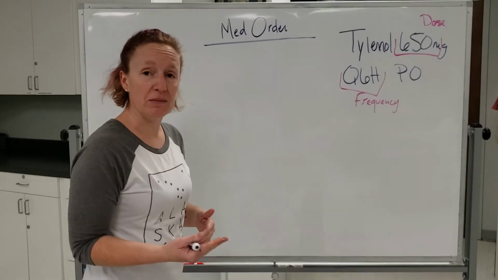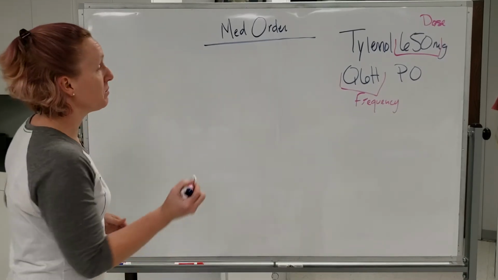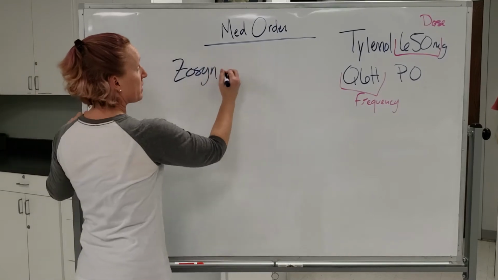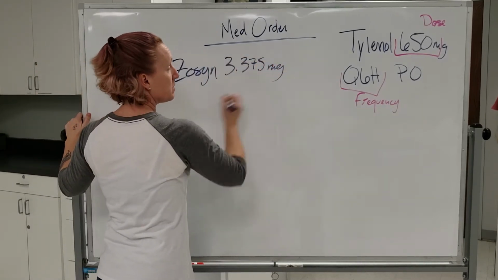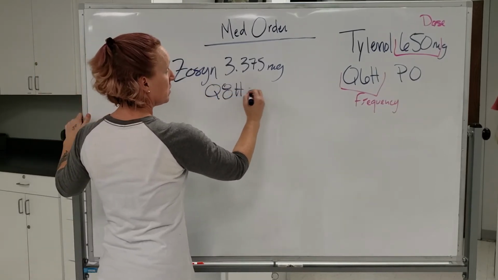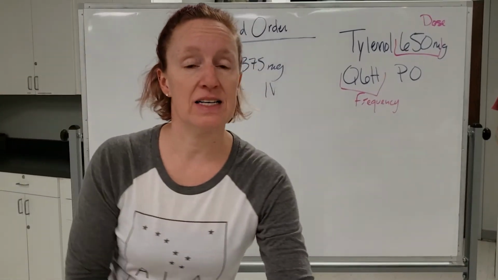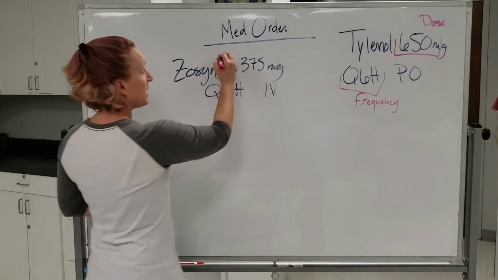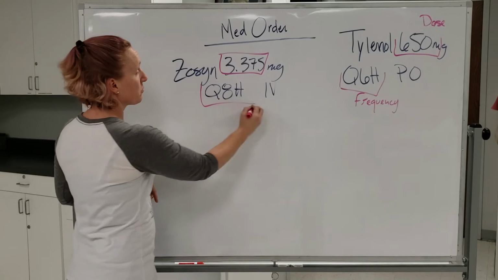Because when we go to IV math and IV medication orders, the order really stays pretty similar. We're going to put on some Zosyn, which is a common antibiotic that we use, 3.375 grams, and we're going to say we're giving it Q8 hours IV, right? So we have pretty much all the exact same parts as we have of that one. Here's our drug, Zosyn. Here's our dose, 3.375. And here is our frequency.